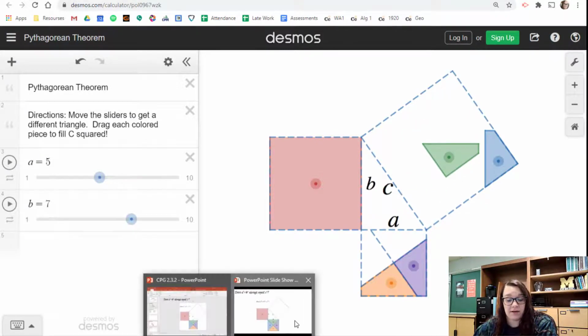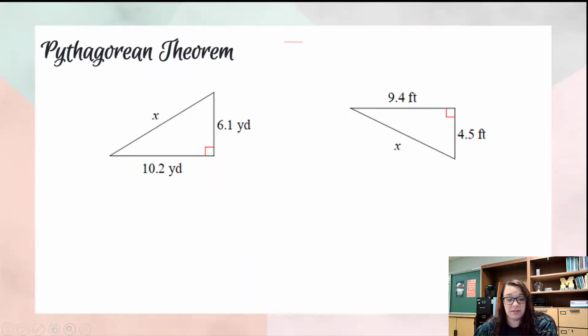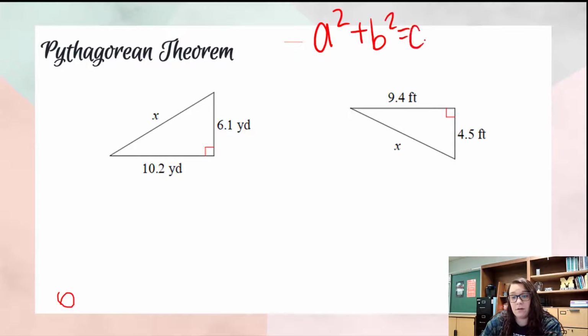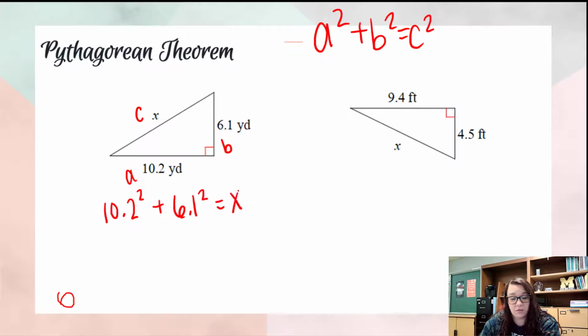But moving back to our slideshow, let's do some practice of these guys. Here are some problems. We're going to put a squared plus b squared equals c squared into action. So as a reminder, I'm going to put it up here. And let's first label our sides. C is the longest side across from the right angle, and a and b are the other sides. It doesn't matter which one's which. Let's set it up. 10.2 squared plus 6.1 squared equals x squared.